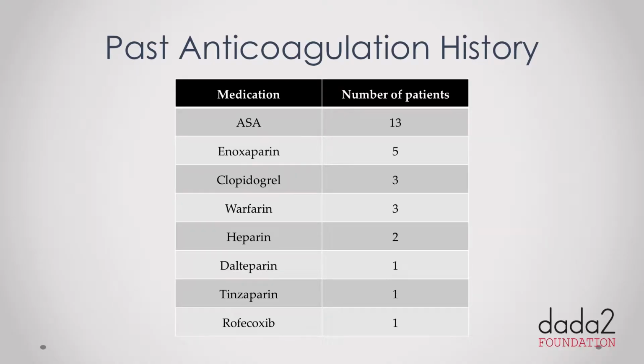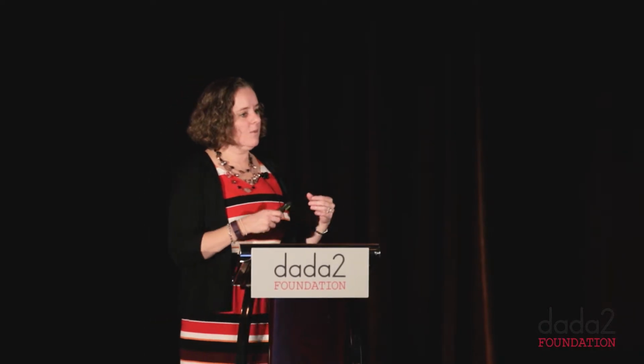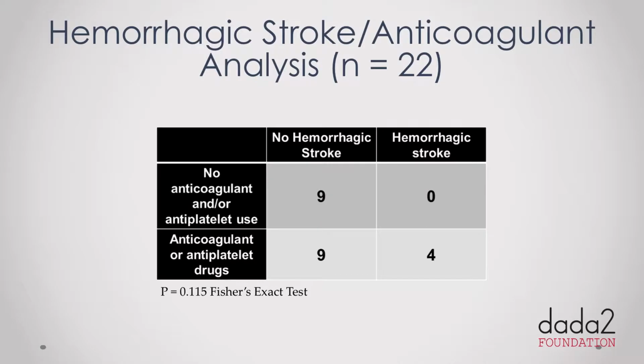When you look at the past anticoagulation history in our cohort, you can see that the vast majority were treated with aspirin, and then quite a few with enoxaparin, clopidogrel, and warfarin. So the nurse practitioner in our group, Patricia Hoffman, decided to do an analysis earlier this year to see if there would be an increased risk of having these hemorrhagic strokes if you were on any of those anticoagulants. When she looked at the all-comers and compared those who hadn't been on any anticoagulation versus those who had, she was unable to see any statistical significance.